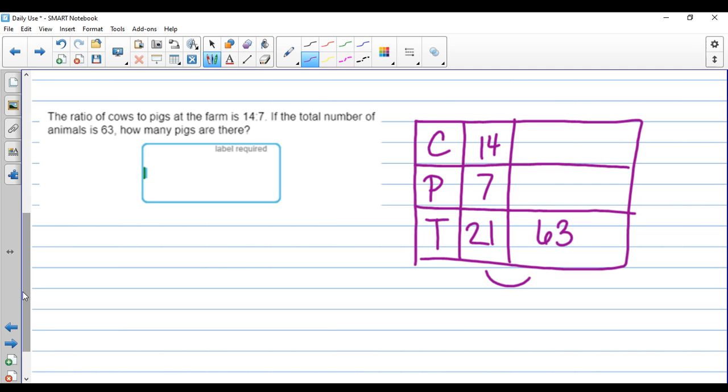So how do I go from 21 to 63? 63 divided by 21 is 3. So I would need to multiply 21 by 3 to get 63. So to find the number of pigs, I also need to multiply by 3. 7 times 3 is 21 pigs.